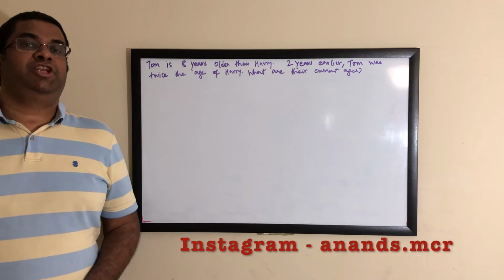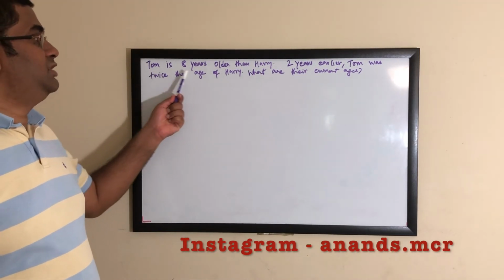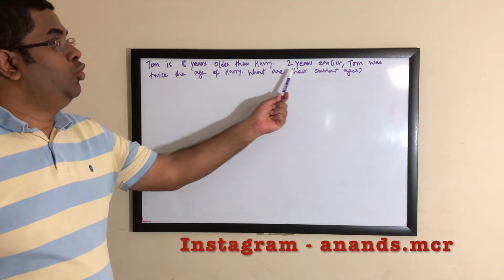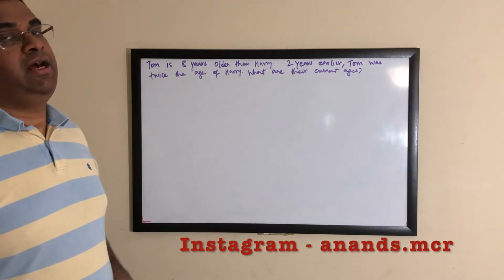Now friends, let us look at another problem. I'll read out the problem first. Tom is 8 years older than Harry. 2 years earlier, Tom was twice the age of Harry. What are their current ages?